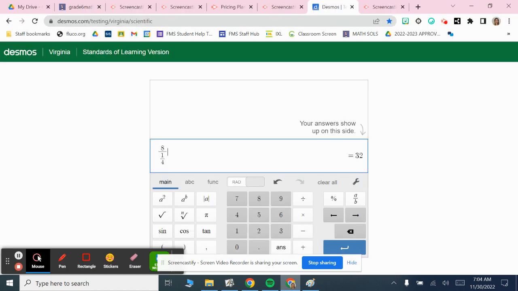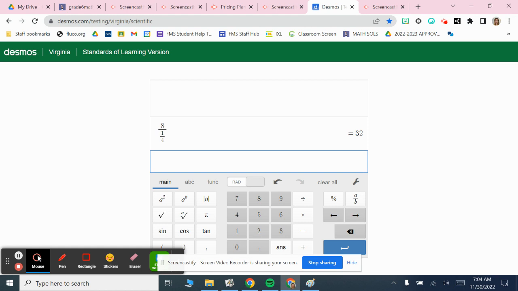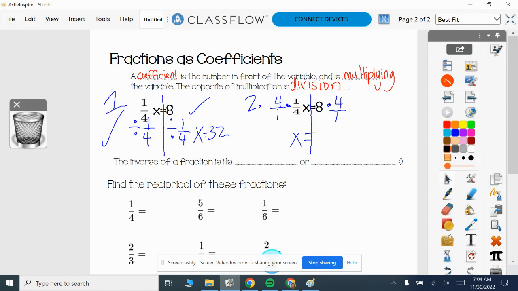And I'm going to go into Desmos, create another line. I'm going to do 8 times 4/1. Oh my God, holy moly. Look at what I got there. I got 32 again. How in the world? It's the same answer because multiplying by the reciprocal for a fraction is the same. It's the same, people. It's the same. Oh my gosh. The inverse, so we've talked about inverse operations, and the inverse of the fraction is its reciprocal.